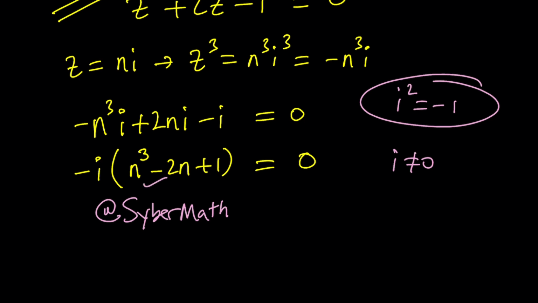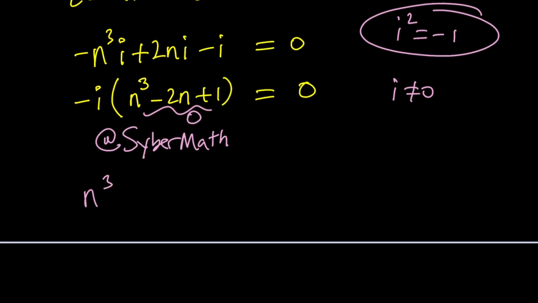So let's go ahead and focus on this now. Since i does not equal 0, this should be 0, which means n cubed minus 2n plus 1 is equal to 0. Now, how is this easier than the original equation? It's very similar. Well, guess what? We don't have any imaginary coefficients. Everything is integers. Plus, this is a special polynomial.